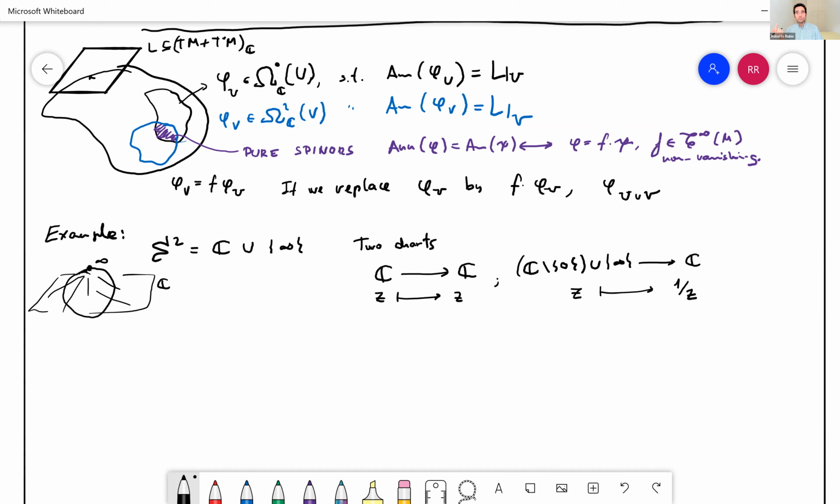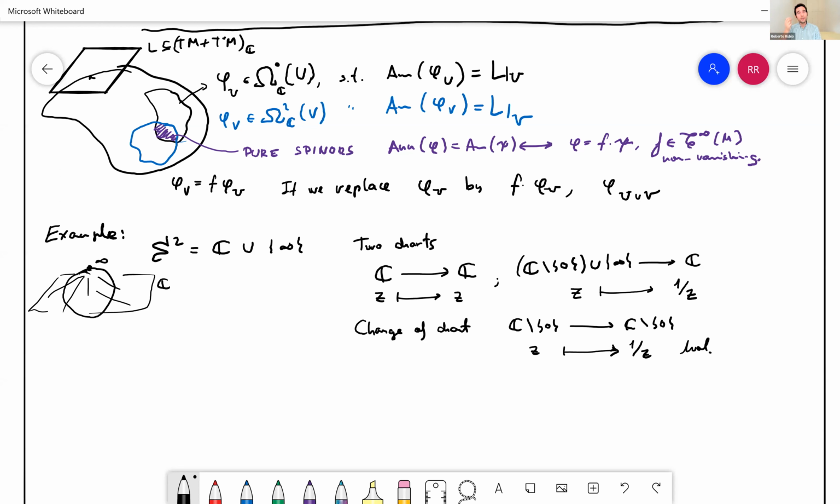They are complex charts, and you can see what the change of chart is. The change of chart is the map that goes from C minus 0 to C minus 0, because it's just the intersection, sending z to 1 over z. So this is holomorphic, and these are complex charts. Now, how would I express this complex structure on C union infinity with differential forms? I've given the stronger thing, which are the complex charts.